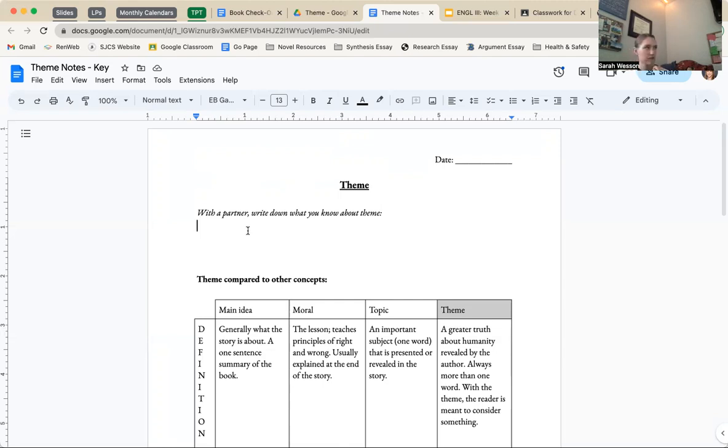Okay, we're going to compare theme to main idea. Main idea. We're going to compare it to moral. And finally, we're going to compare it to topic, because these are all things that are commonly confused with theme. And then, like I said, finally, after looking at all of those, we're going to identify what theme actually is. So across the top row here, you've got written out main idea, moral, topic, and theme.